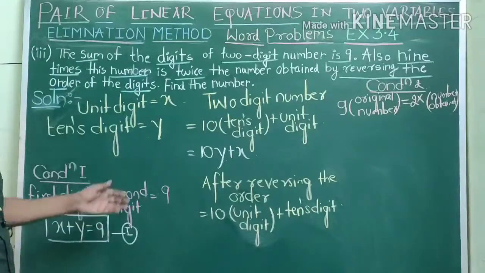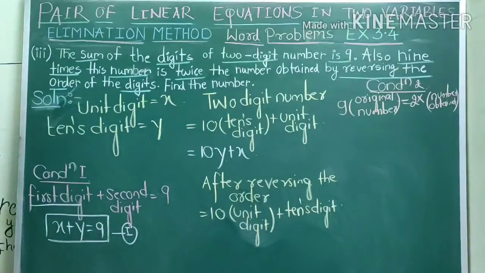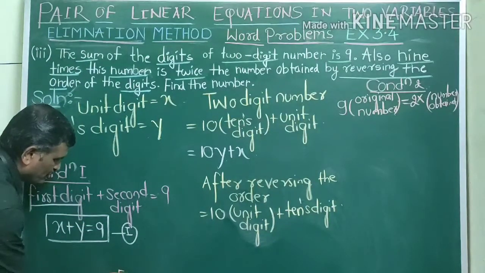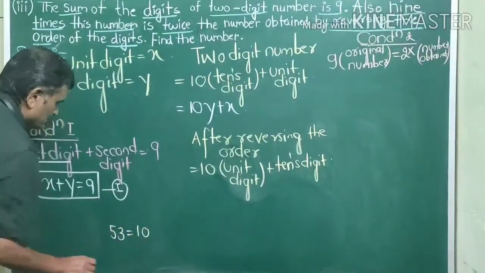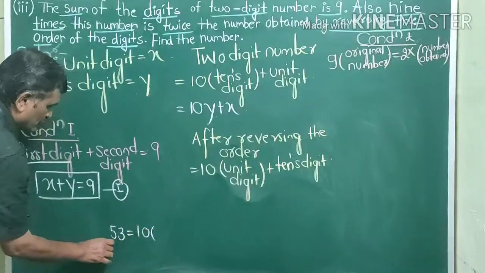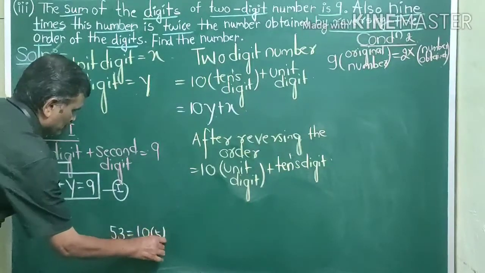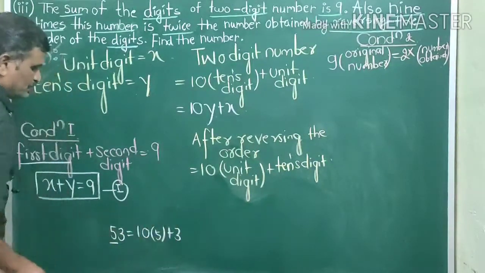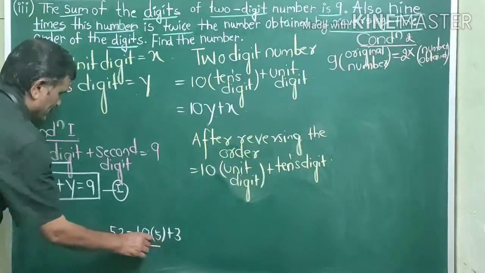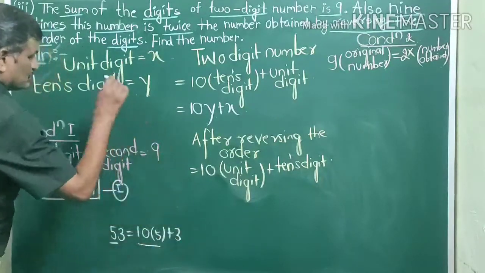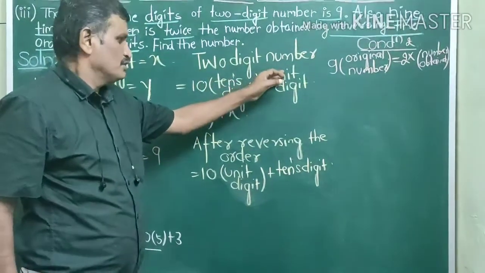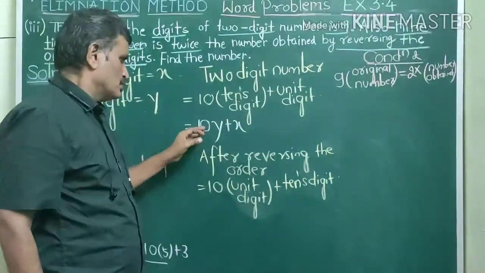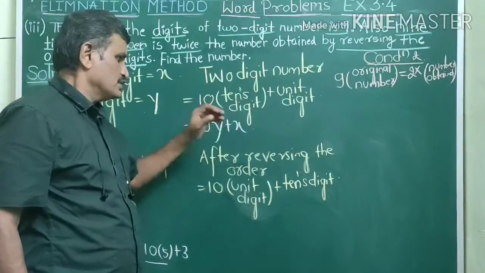For example, I can take a small example and explain to you. Suppose I want to write 53. Then 53 can be written as 10 into tens digit 5 plus unit digit 3. So 10 into tens digit plus the unit digit. Here also 10 multiplied by tens digit plus unit digit, so that is equal to 10 into y plus x.